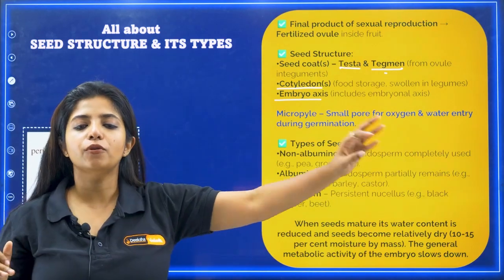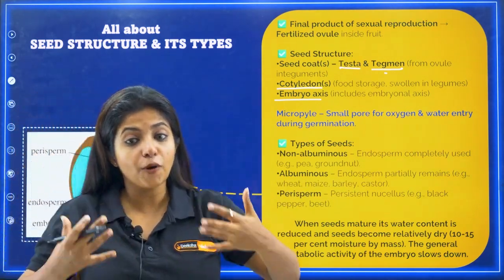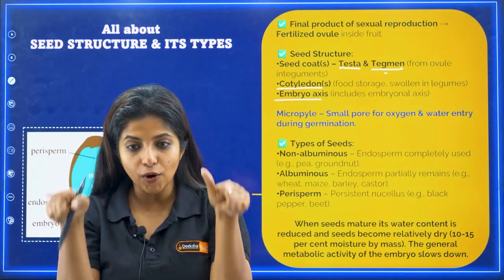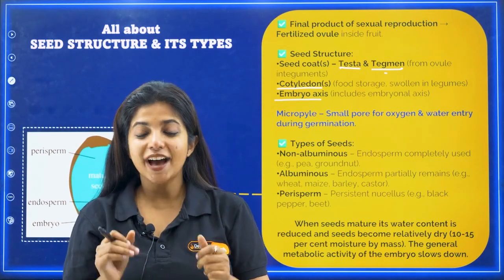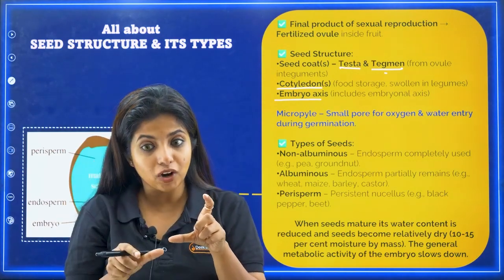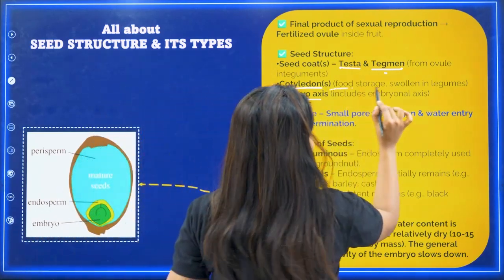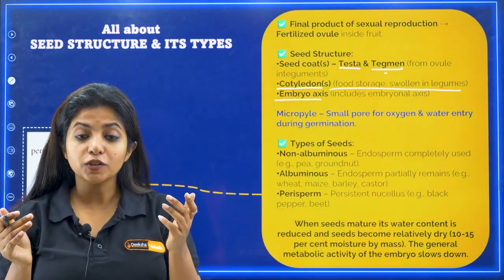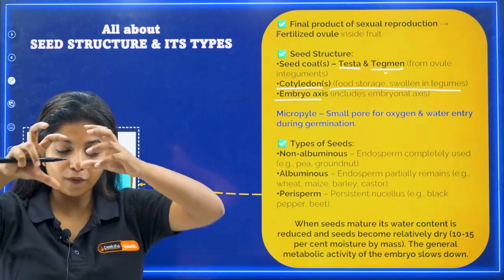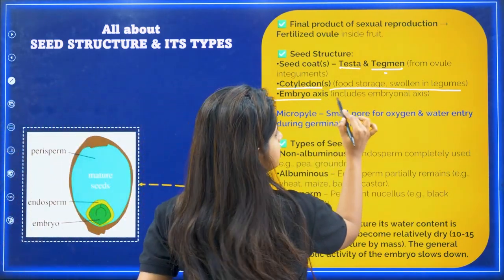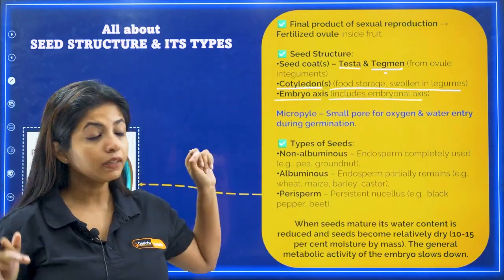So whatever was there before, you forget everything. The zygote, the endosperm, those were the previous things. Now it is being formed. So seed has seed coat, testa and tegmen, which are basically formed from the integuments. Now inside the seed you have the embryo which has the embryonal axis and the cotyledon. Why do you need cotyledon? For food storage, and it is swollen in leguminous plants, like beans and stuff like that. They have big cotyledons out there. Embryonal axis has the shoot tip and the root tip, that's all.